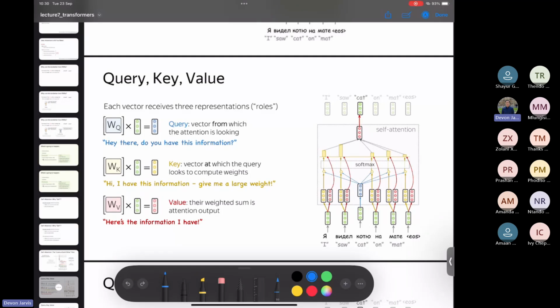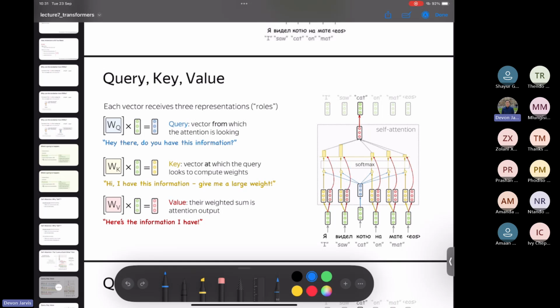It's the vector at which the query looks to compute weights, and it's a kind of representation of what information this token down here might have that can be used to disambiguate the ones next to it. And then lastly, you get your value, which is then the weighted sum of the attention output, and that is ultimately the information that gets propagated forward. Same idea: you take the input embedding, map it forward into a vector, and the value is what gets propagated forward over there.